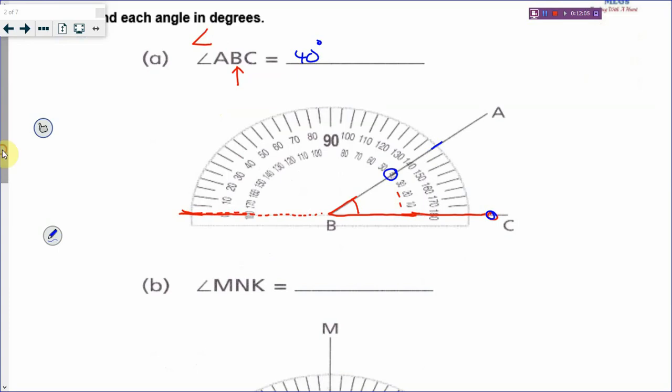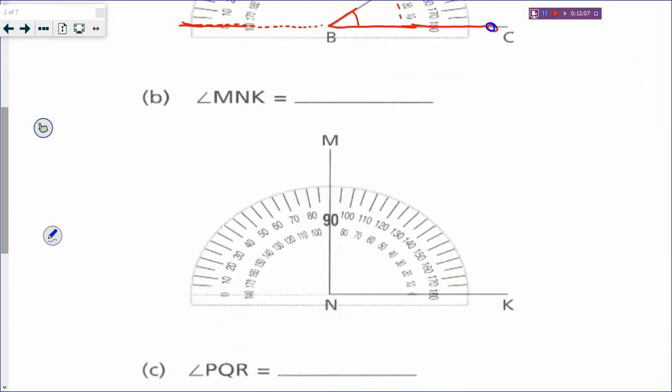All right, how about angle M and K? Now, again, you are looking at the angle near the middle letter, which is here. Right, that's the angle, and it forms an L shape. So immediately, which side do you look at, or which 0 do you look at? Do you look at the 0 over here, or do you look at the 0 over here?